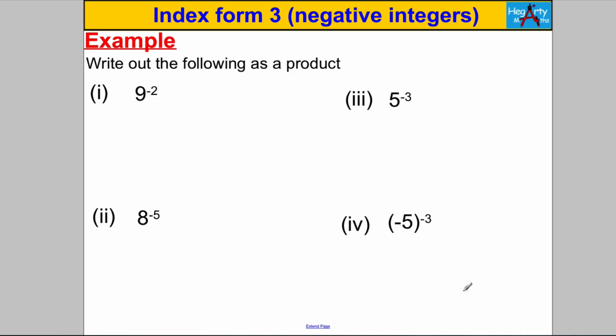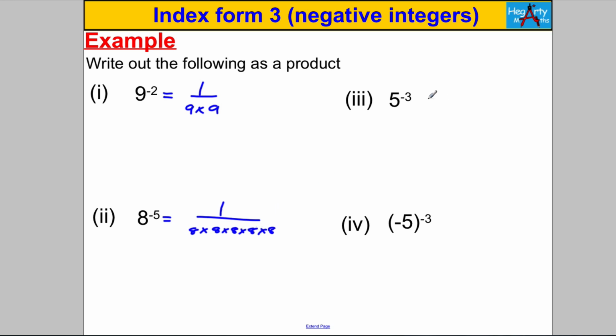Write out the following as a product, so write out what the meaning of this is, not the answer. 9 to the negative 2 is 1 over 9 times 9, two 9's multiplied together. 8 to the negative 5 means 1 over 8 times 8 times 8 times 8 times 8, 8 multiplied together 5 times.